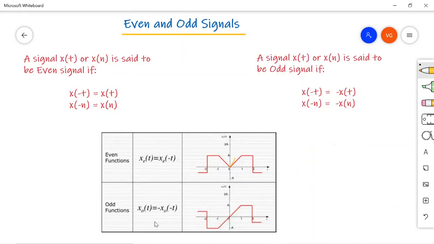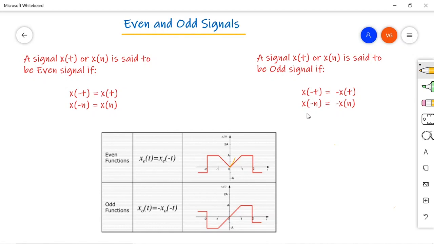The next variety here is even and odd signals. A signal x of t or x of n is said to be an even signal if x of minus t is equal to x of t, or x of minus n is equal to x of n. Similarly, a signal is said to be odd if x of minus t is equal to minus x of t, and x of minus n is equal to minus x of n. So here x of t is for a continuous time signal and x of n is defined for a discrete time signal.